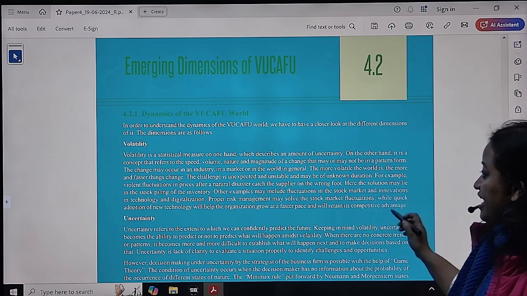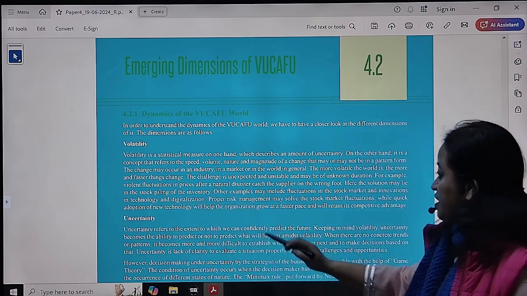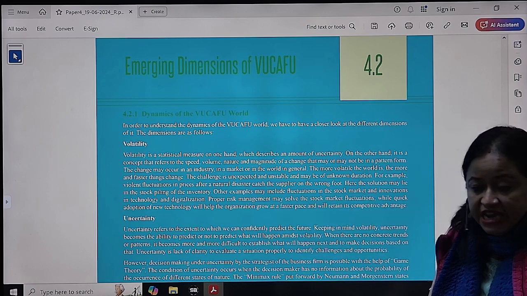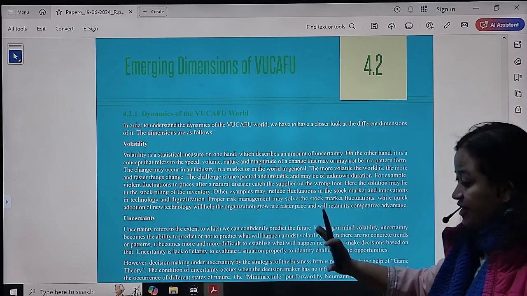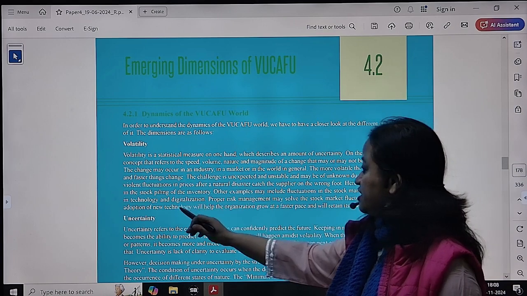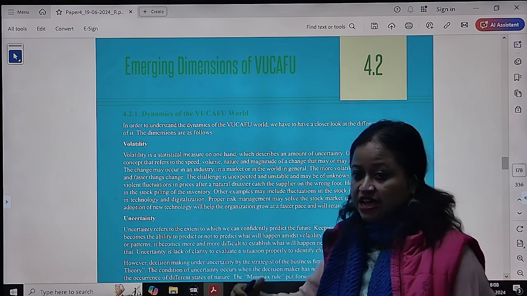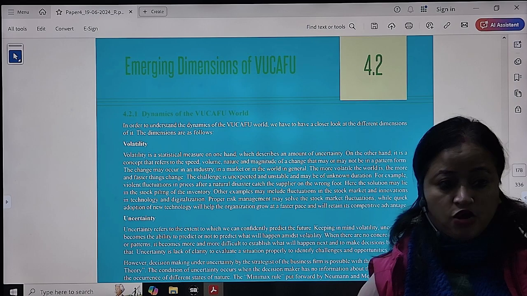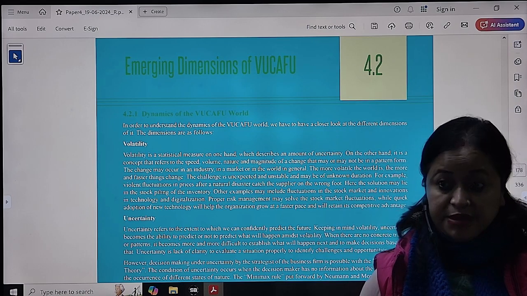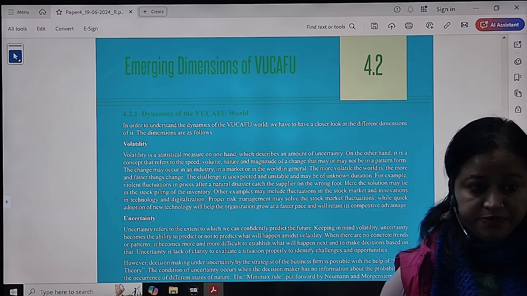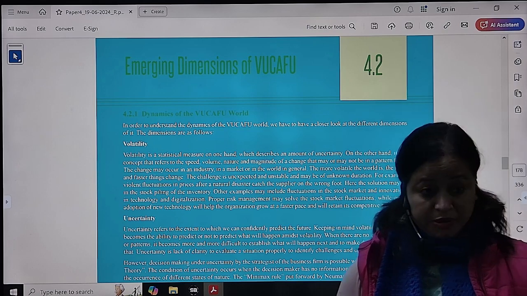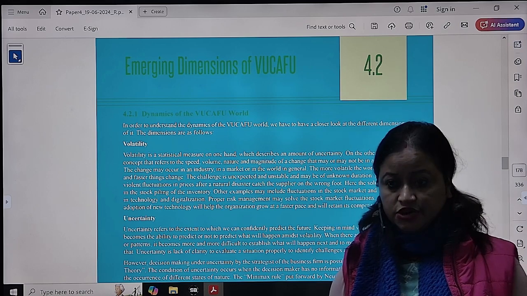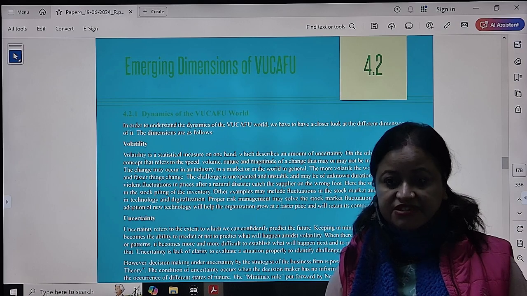Here the solution may lie in the stockpiling of inventory. Other examples include fluctuations in the stock market, and innovations in technology, digitalization. A few years back, when banking activities were digitalized, that was volatility. The employees were working on pen and paper, keeping records on paper. Suddenly everything has gone digital. That is what volatility is all about, changes and challenges. The business environment is very volatile.